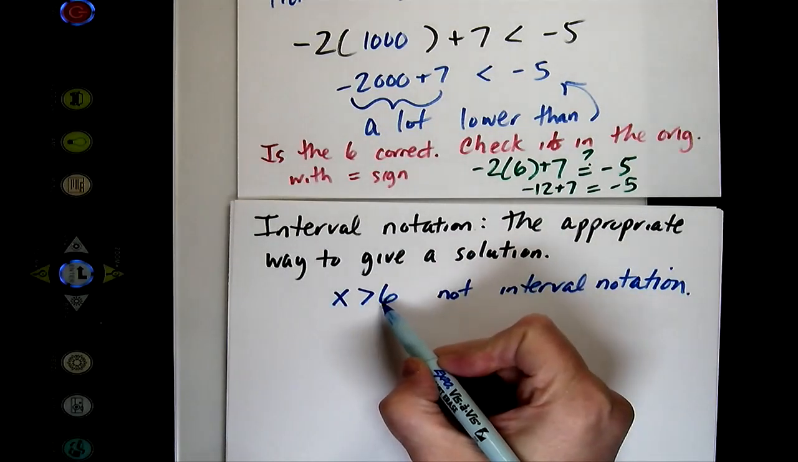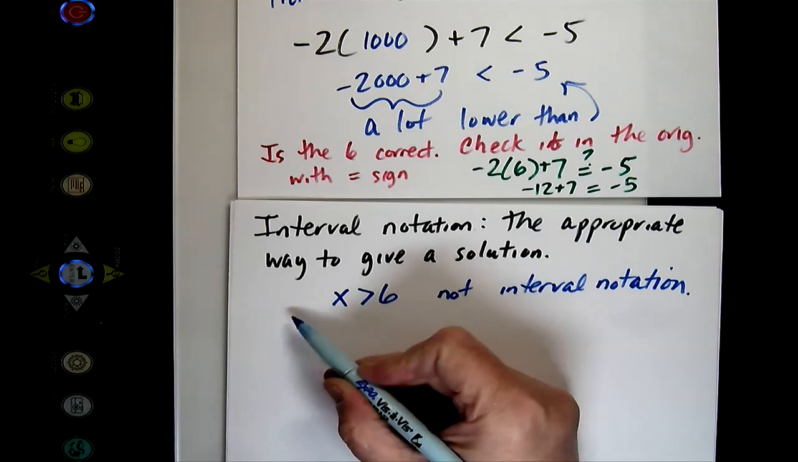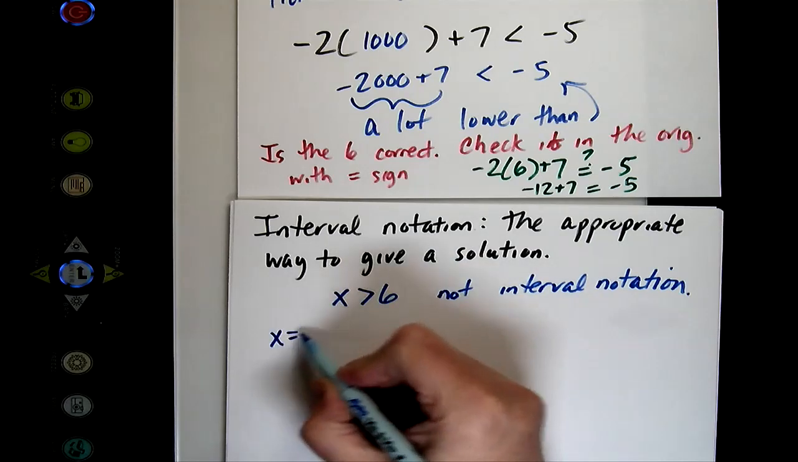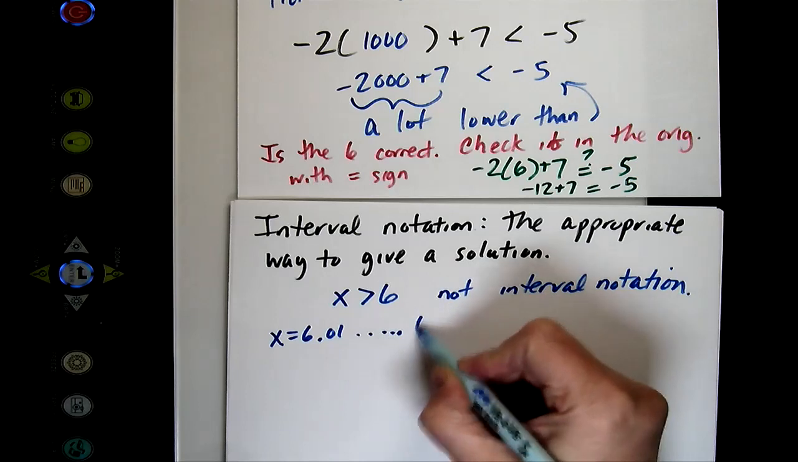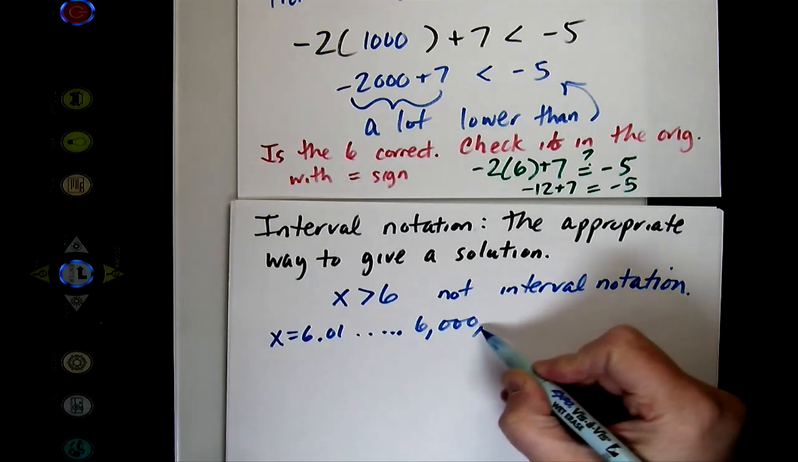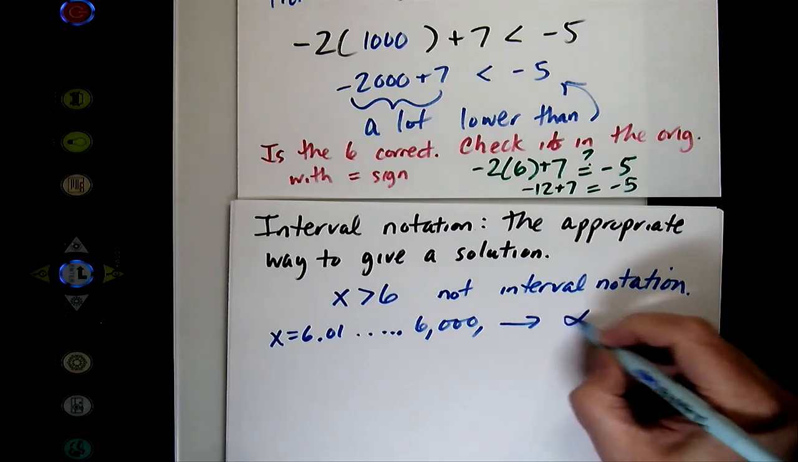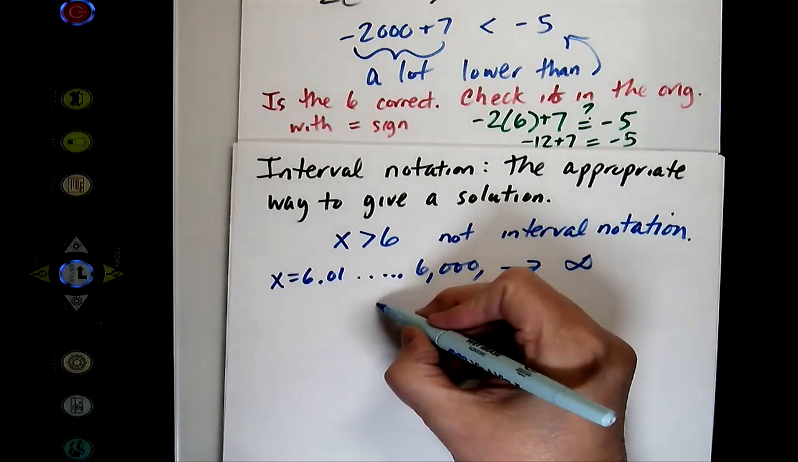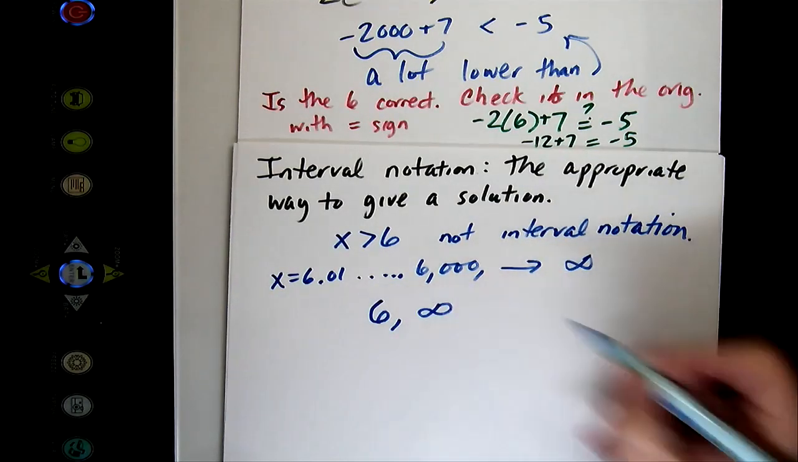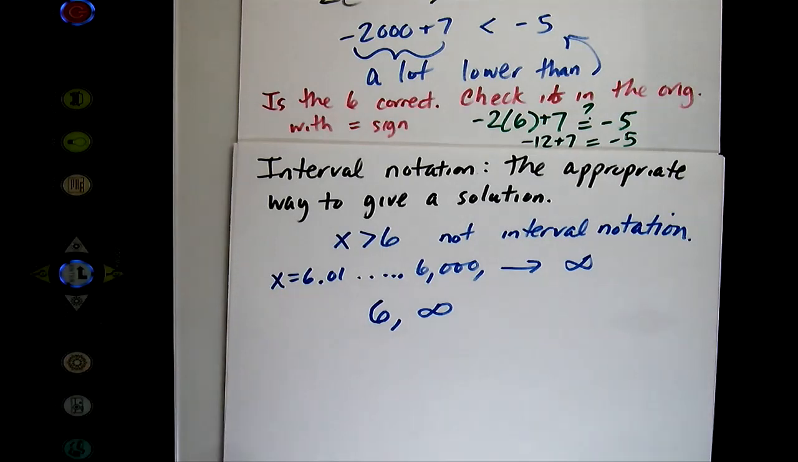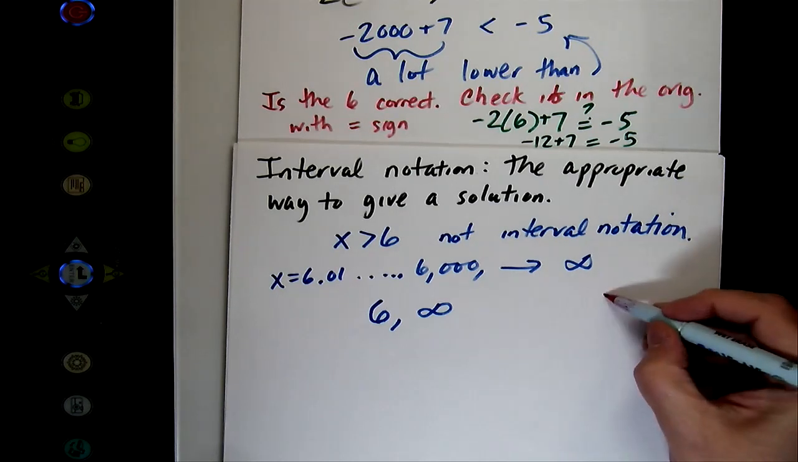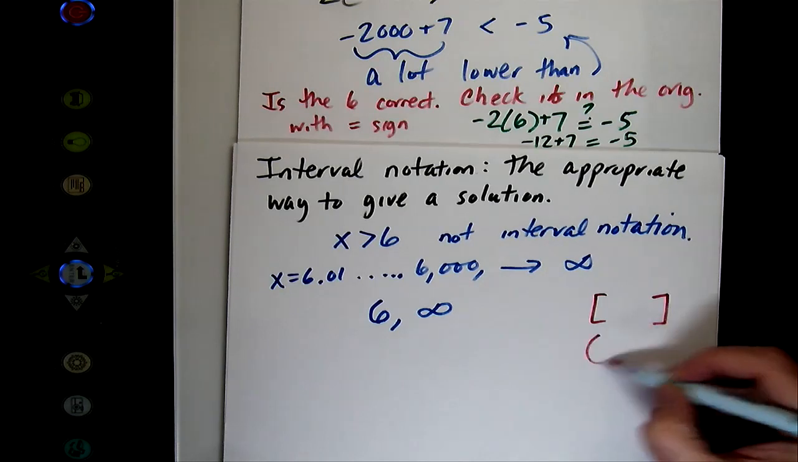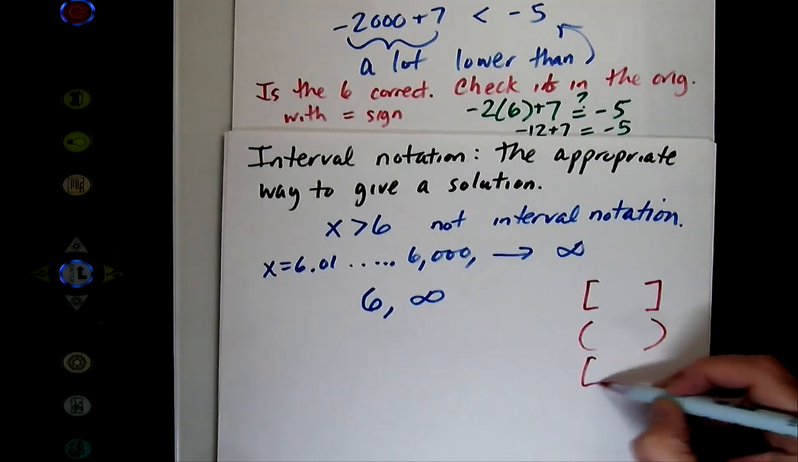This means any number bigger than 6 works, all the way up to infinity, right? X can equal 6.01, it can equal 6,000, it can equal infinity. So the number range that this works on is 6 to infinity. So that's how we write the numbers. The question is, what do we put around them? We have two options. We can use brackets, or we can use parentheses. We can mix and match.